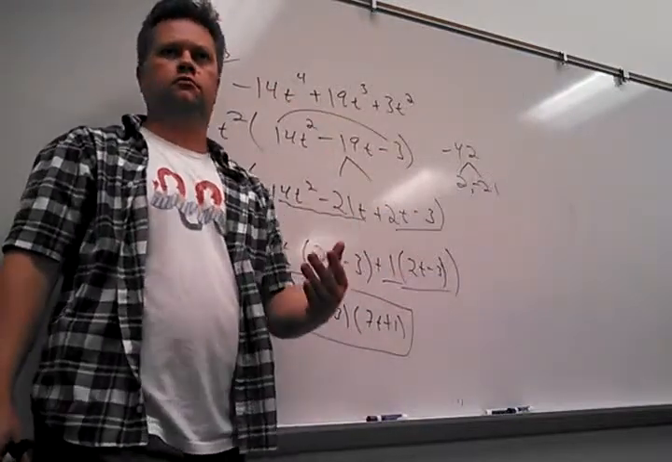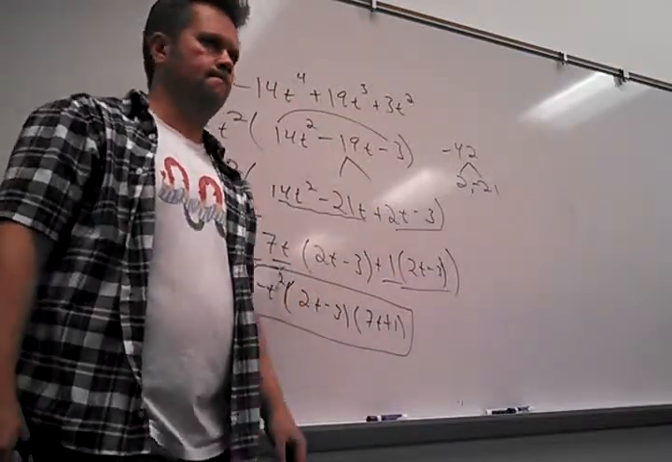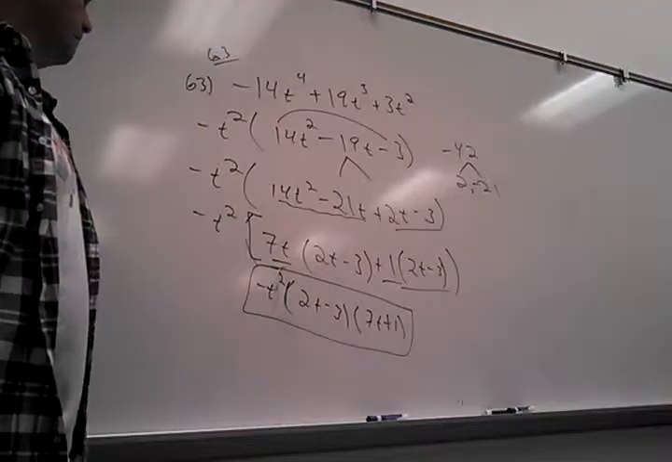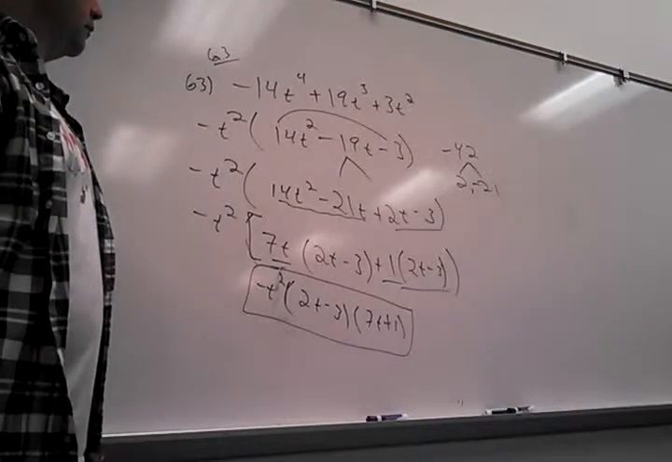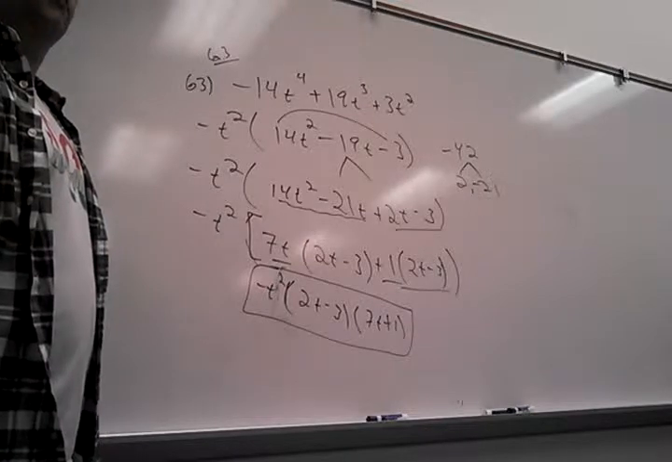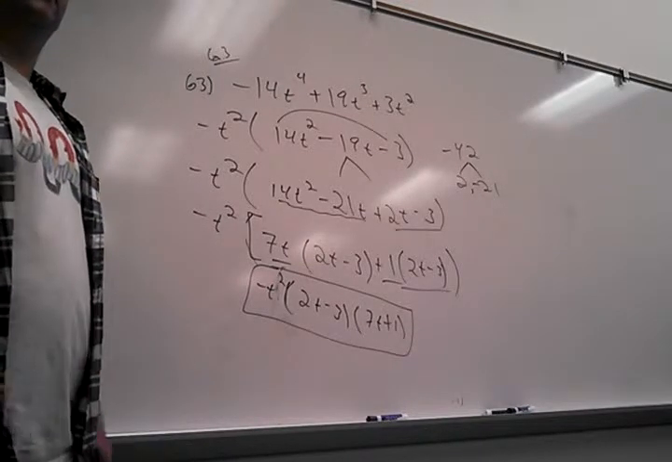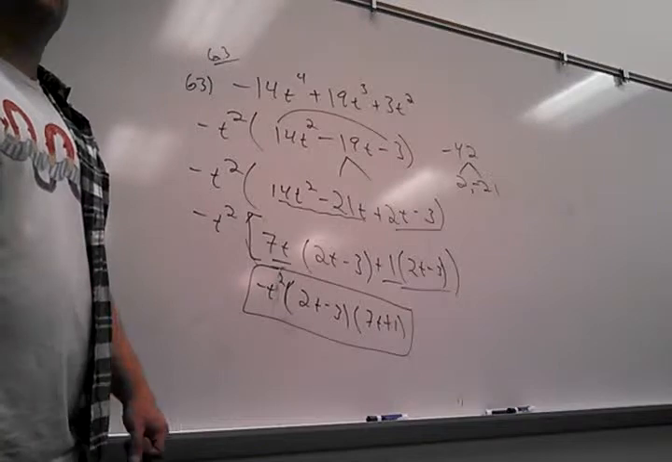That's all. So, because I'm not doing the negative part in the beginning, my answer is still the same, but it's t squared times 7t plus 1 times negative 2t plus 3. Yeah, it's the same thing. And that's fine. That's not wrong.